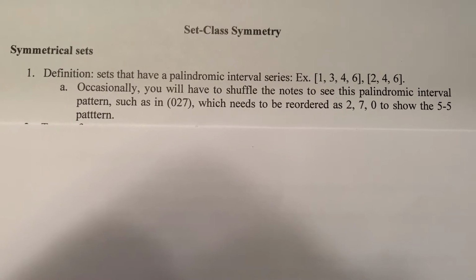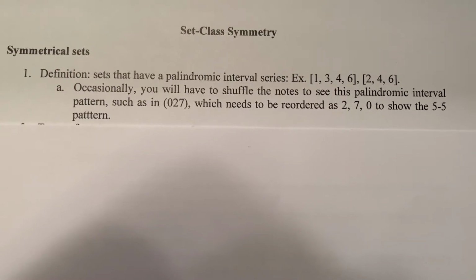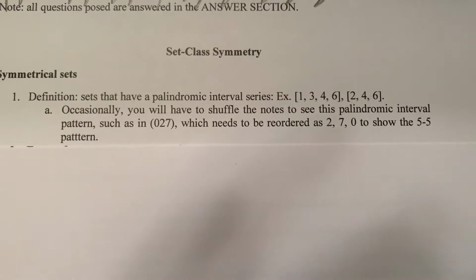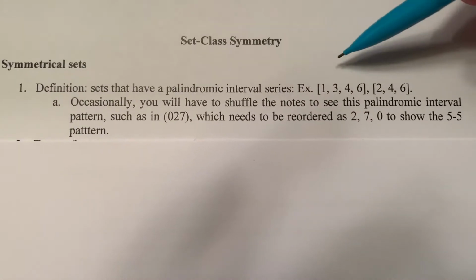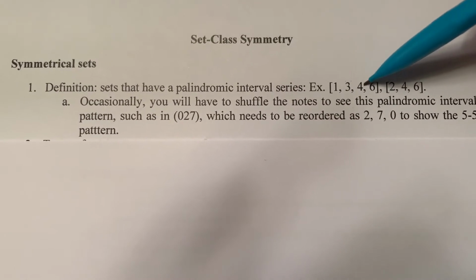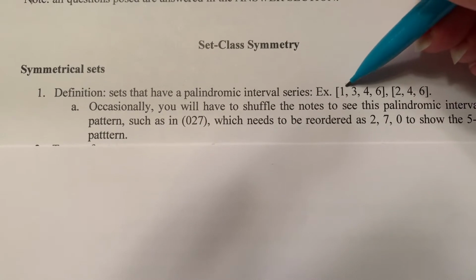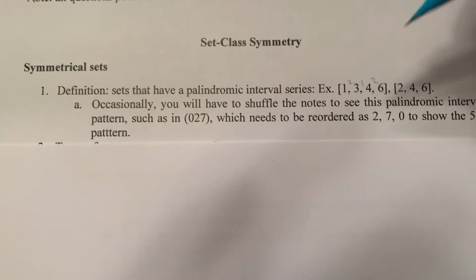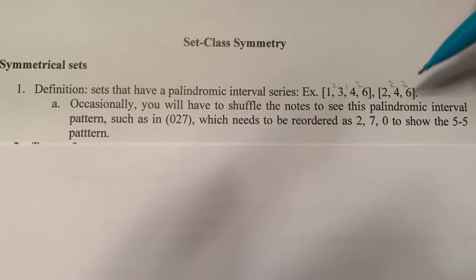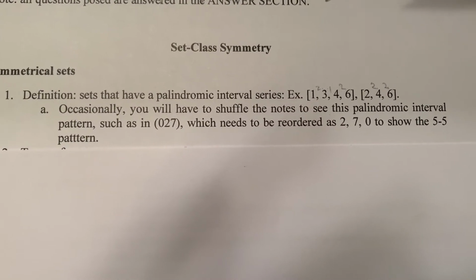So the definition of a symmetrical set would be a set that has a palindromic interval series. Another way to look at it is that you can draw a line of symmetry. Notice that this set has the interval series 2, 1, 2. That's a symmetrical series. Whereas this set here has the interval series 2, 2. That's also symmetrical, right? 2, 2. So it reads the same way front and back.